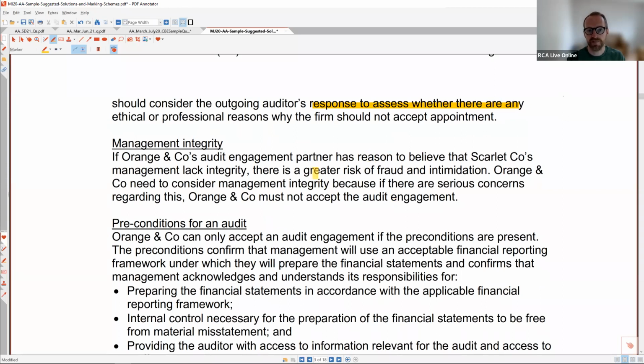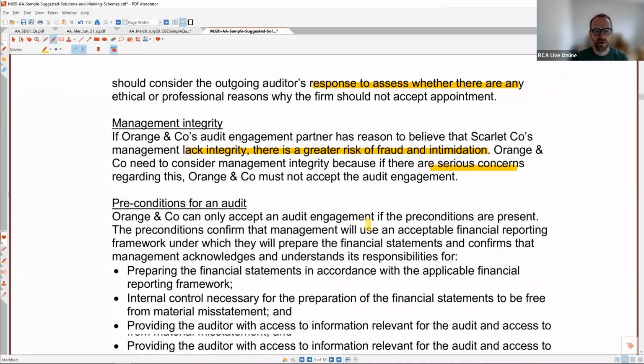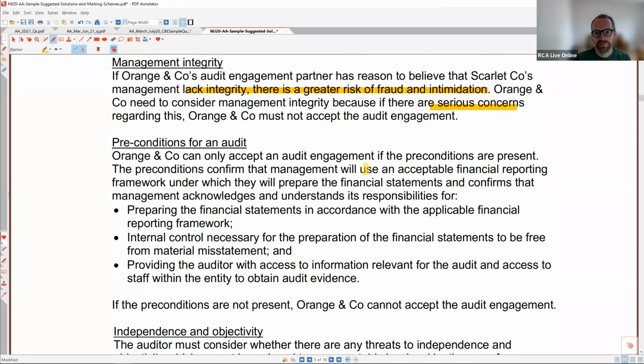Management integrity. Is there any reason that they lack integrity? If so, there would be a greater risk of fraud, intimidation. And if there are any concerns, don't accept it. Again, only 1 mark. Don't want to say too much. Preconditions for the audit. So make sure that those preconditions are present, acceptable financial reporting standard. And this is what I mean.